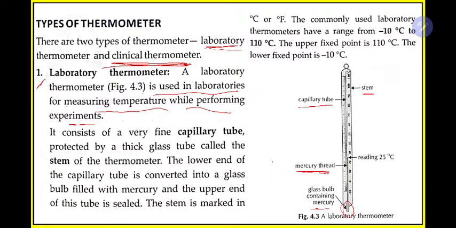These are different scientific terms you need to remember. Although all these terms have certain meanings, for your class 7 purpose, just remember the terms. In higher classes I will explain what a capillary tube is in coming chapters. Then the reading 25 degrees centigrade shows that this point is 25, this is 40, this is 70. In this way it goes from minus 10 to 110. That means basically it is from 0 to 100.